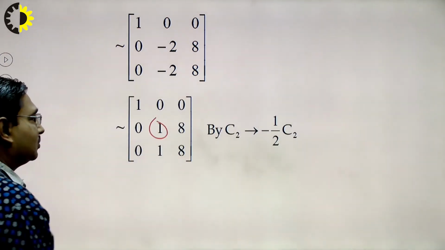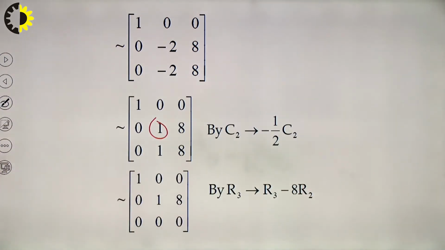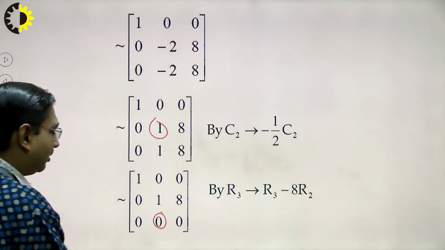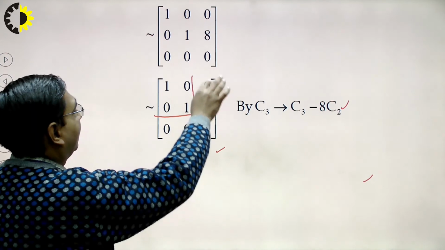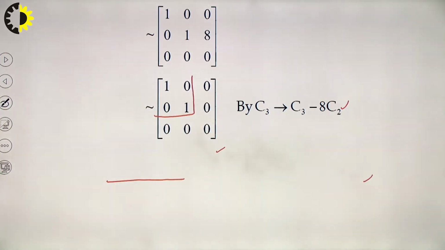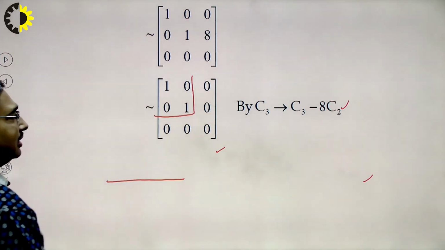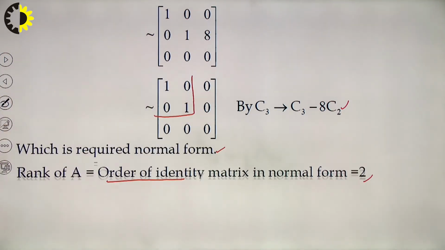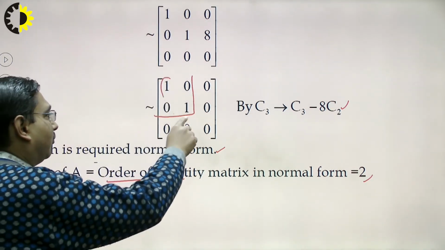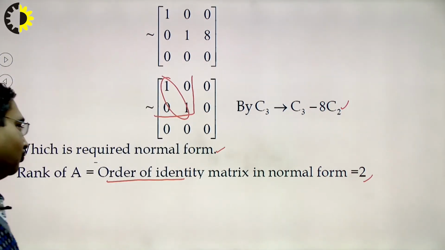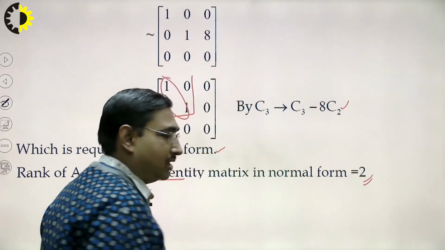With the help of this one, remaining elements of that column were converted to 0. Then with the help of this one, remaining elements of that row are converted to 0, and the procedure was continued. I obtained this form which is the required normal form. The order of the identity matrix occurring in normal form is 2, and therefore the rank of the matrix is also 2.